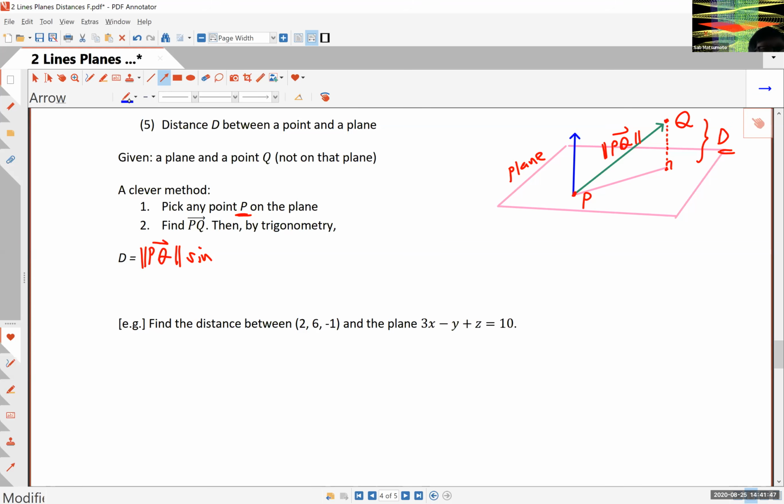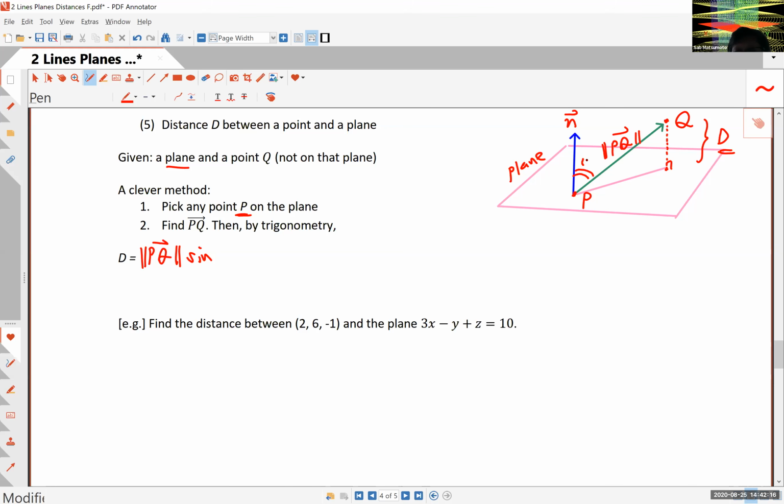How do you know this vector exists and it's easy to find? Well, because you will be given the equation of this plane, right? So if you're given the equation of the plane, it's easy to find that normal vector because it's basically A, B, C, the coefficients for x, y, and z, right? And so look at this picture here. You can find the angle between the given vector n and the vector you found, which is PQ.